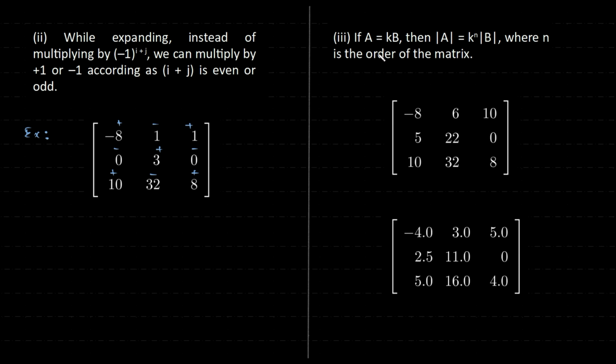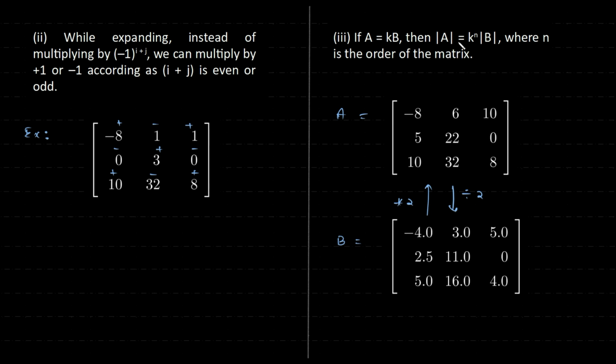And finally, if we have a matrix, say A, which is k times B. In this case, A is 2 times B. Look at each element, map it, right? Clearly, sorry, it's the other way around. Oh, no, this is what it is. B into 2 will give us A. Correct? B into 2 will give us A, and A divided by 2 will give us B.